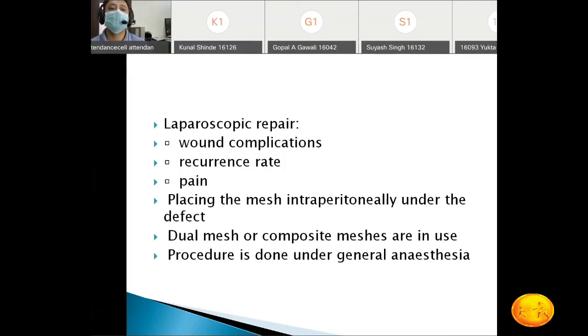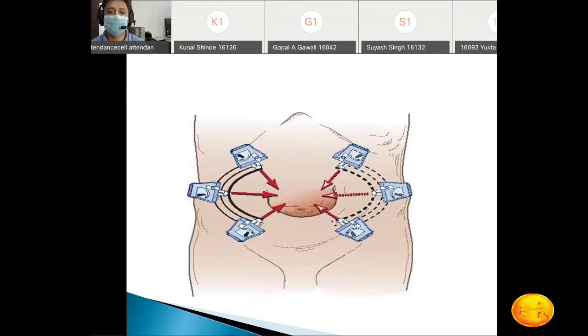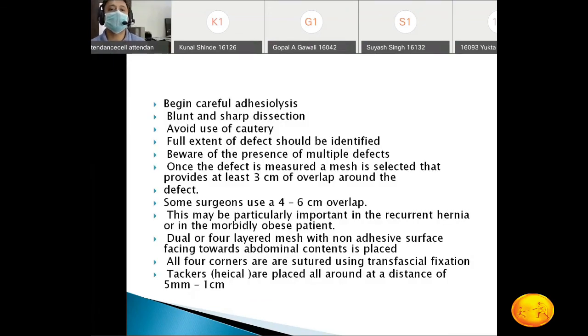In laparoscopic repair, wound complications, recurrence rates and pain are reduced, by placing the mesh intraperitoneally under the defect. Dual mesh or composite meshes are in use. The procedure is done under general anesthesia. The steps begin with careful adhesion lysis. Blunt and sharp dissection is used. Avoid use of cautery. The full extent of the defect should be identified. Beware of the presence of multiple defects.